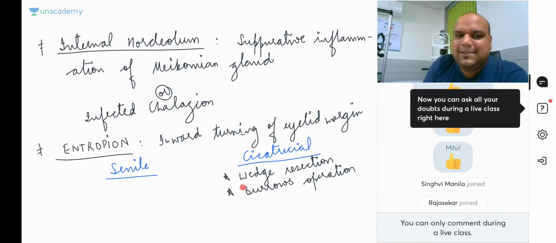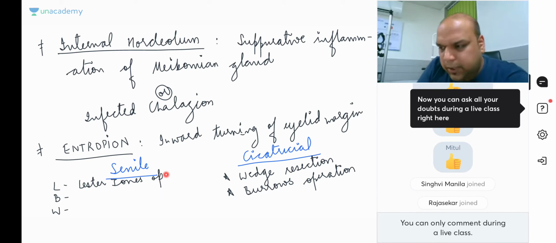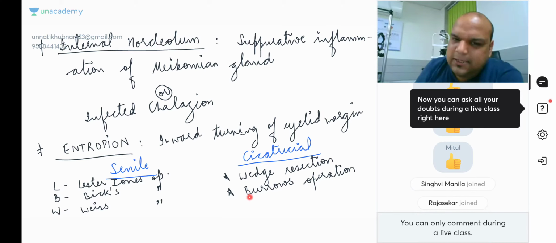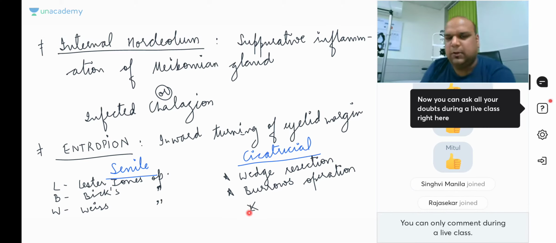Now, in senile, you can remember three names by the mnemonic LBW, like in cricket, everybody. L for Lester Jones operation. B for Bick procedure, or Bick operation, and then W for Weiss operation, however you want to pronounce it. So Lester Jones, Bick, and Weiss. LBW. It is very easy to remember. In cicatricial also, it's BW, but there is no L. That's all. So that is how you remember the names.